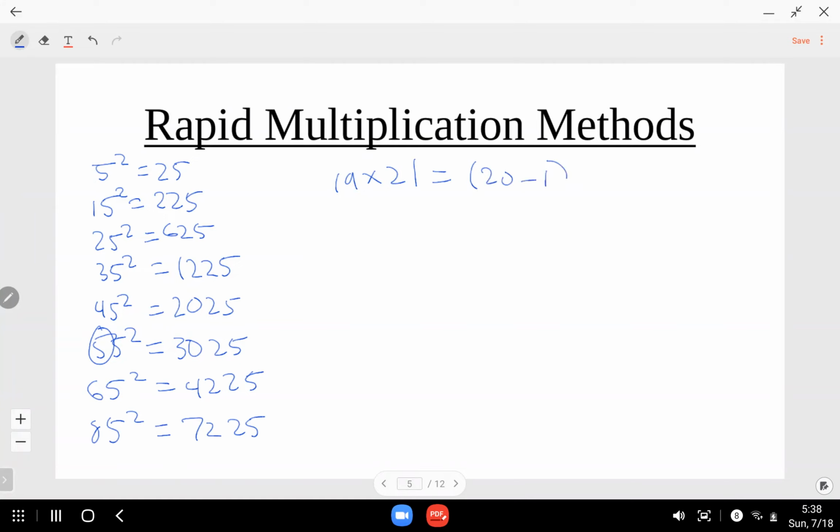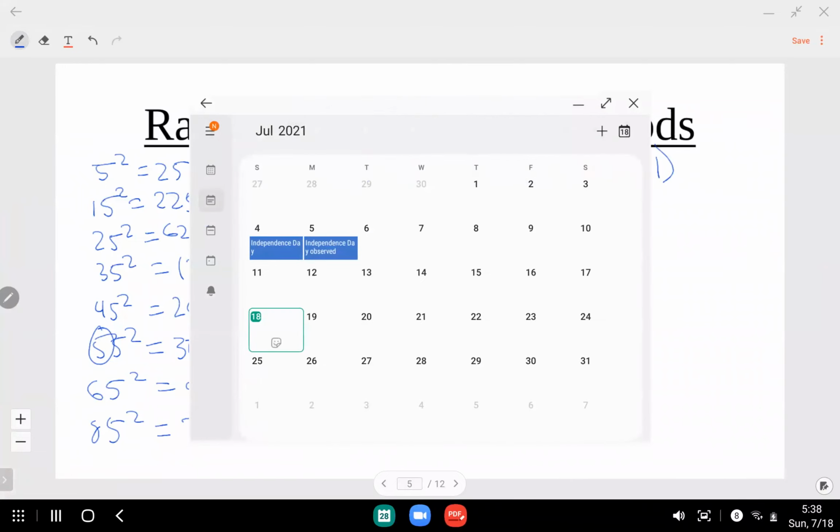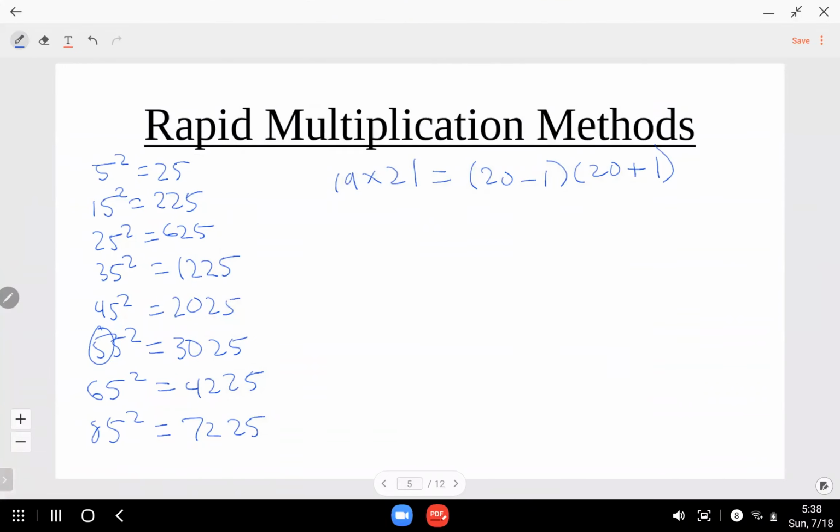20 minus 1 times 20 plus 1. What is this? Okay, when we have x plus y times x minus y, that's going to be equal to x squared minus y squared. That is difference of squares, and that is exactly what we are using here. All right, so basically, what is x squared? 400. What is y squared? 1. 400 minus 1 equals 399. So that is how we do that.